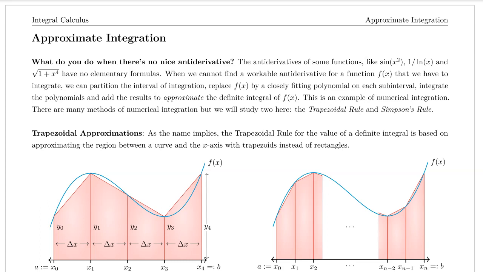What do you do when there's no nice antiderivative? The antiderivatives of some functions, like sine of x squared, 1 over the natural log of x, and the square root of 1 plus x to the fourth power, have no elementary formulas.